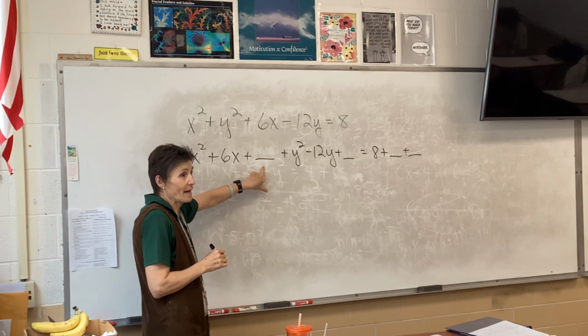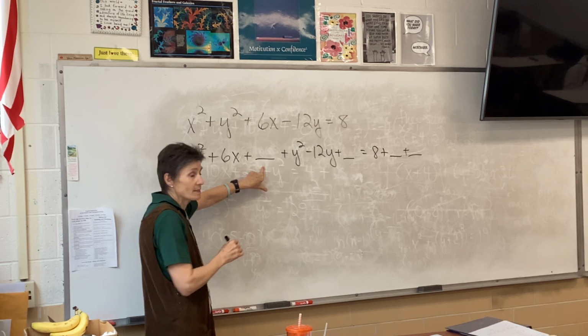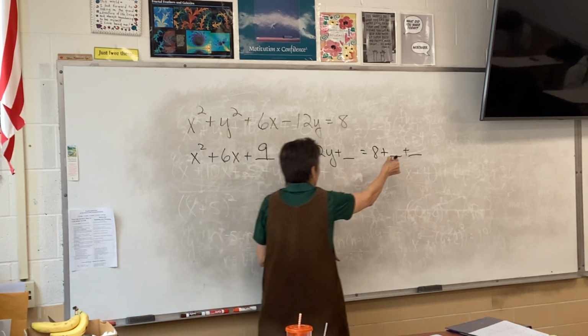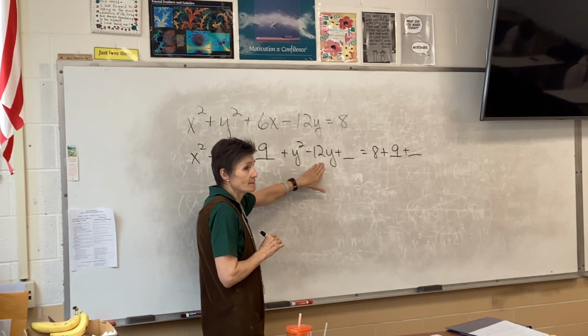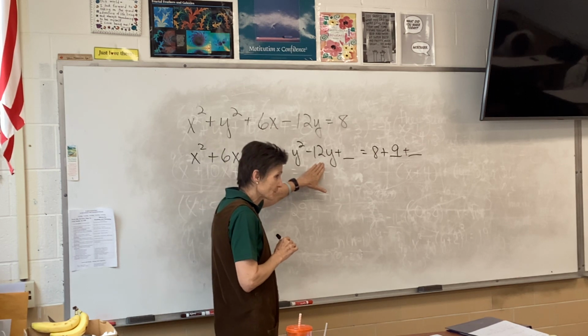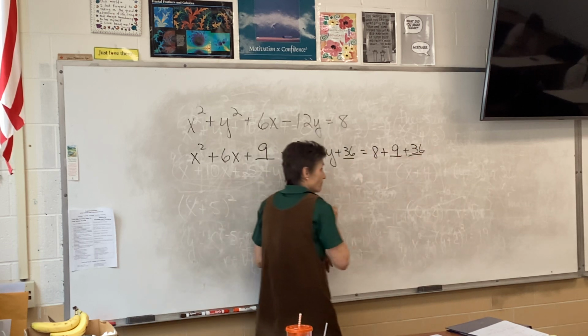Okay, now, fill in the blanks. How do we do that? Half and square. Half of 6 is 3, and 3 squared is 9. 9, both sides. Half of 12 is 6, squared is 36. Both sides.